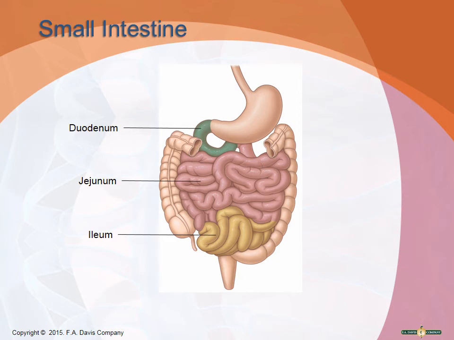The last section of the small intestine is called the ileum, I-L-E-U-M. It's about 12 feet long. It's smaller and has less blood flow than the other parts, and has Peyer's patches, or lymph tissue, in it.